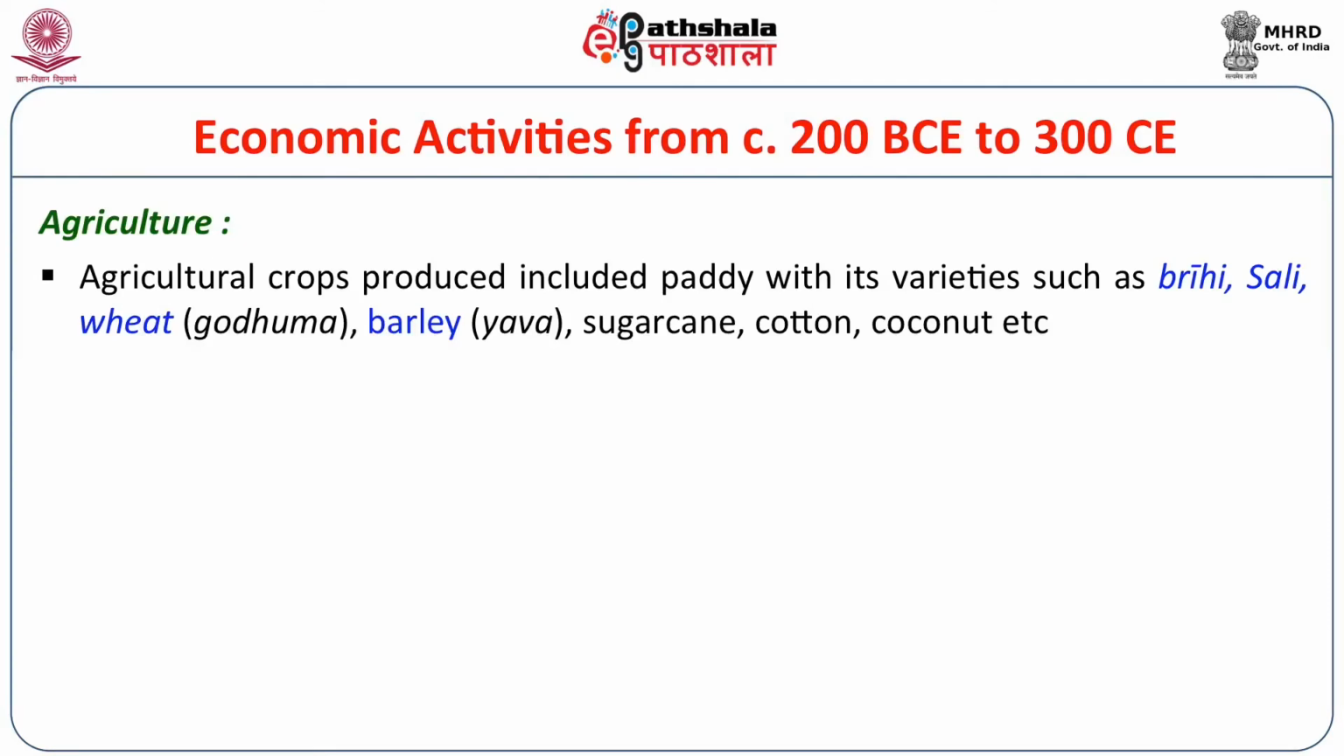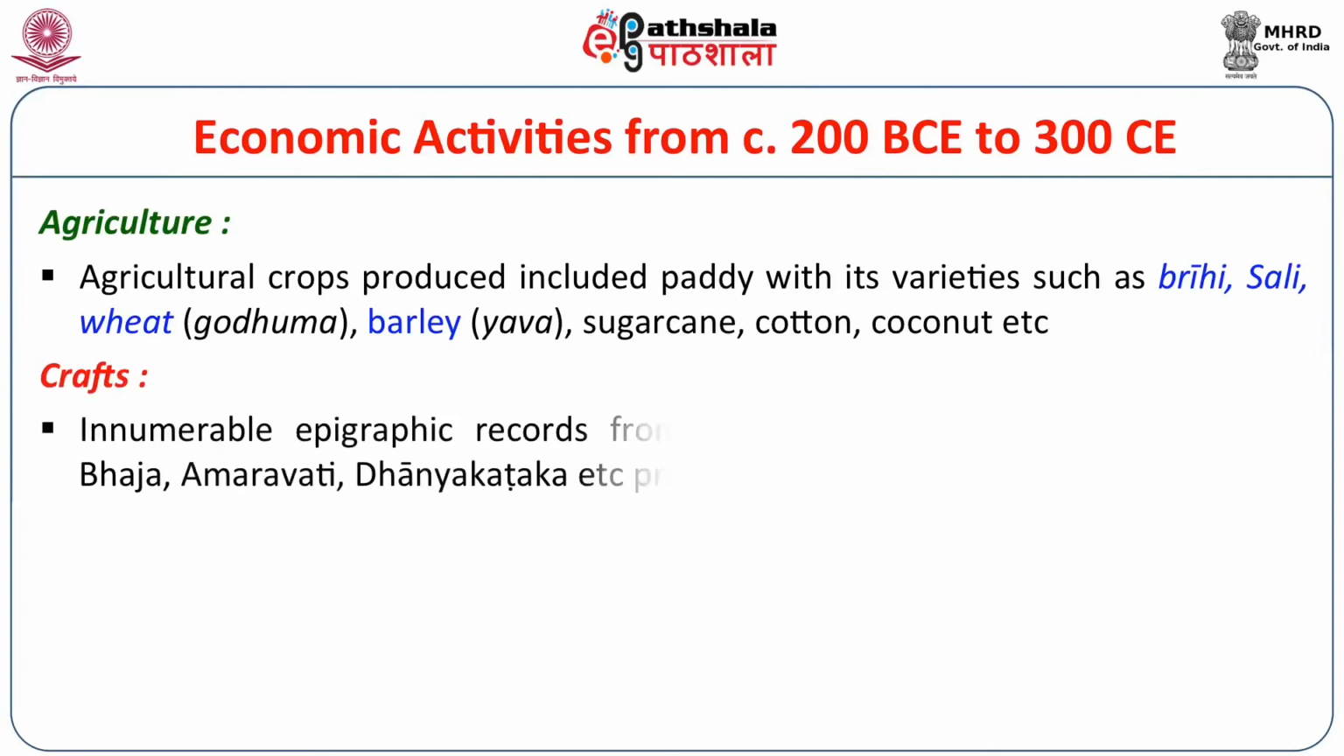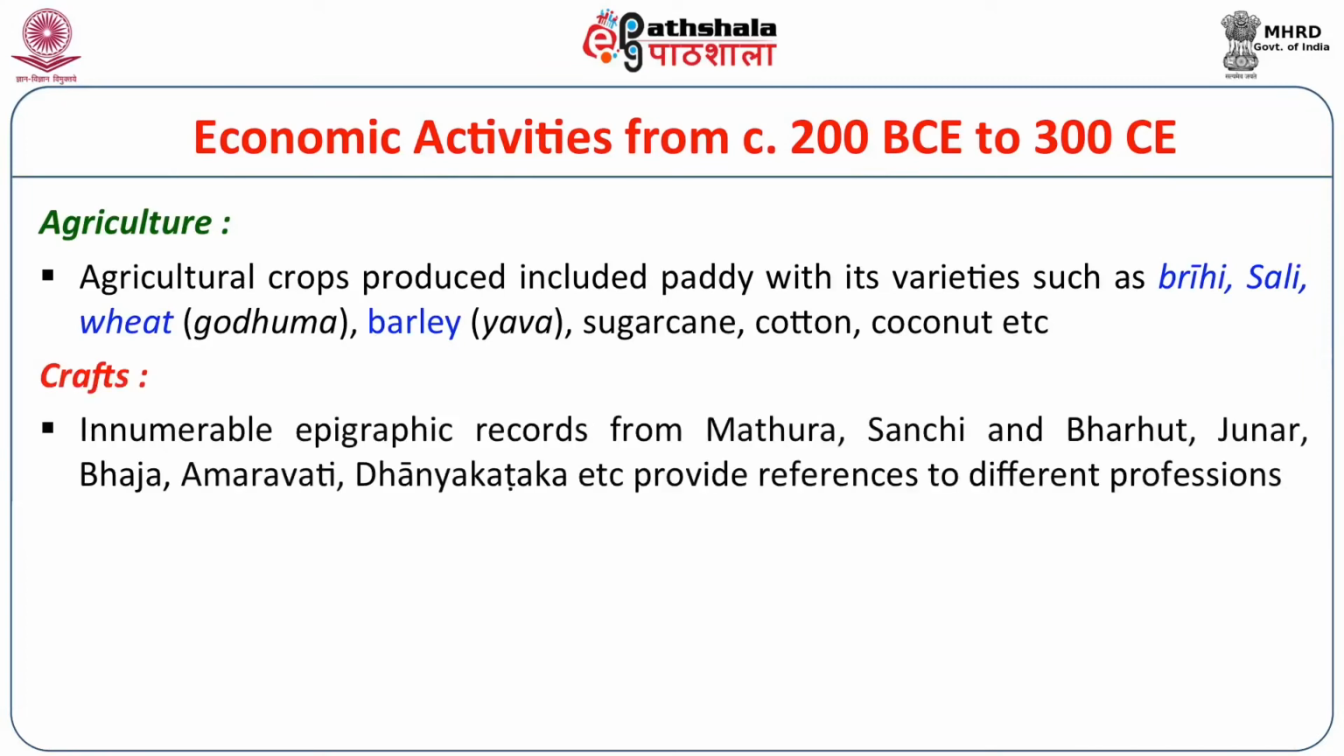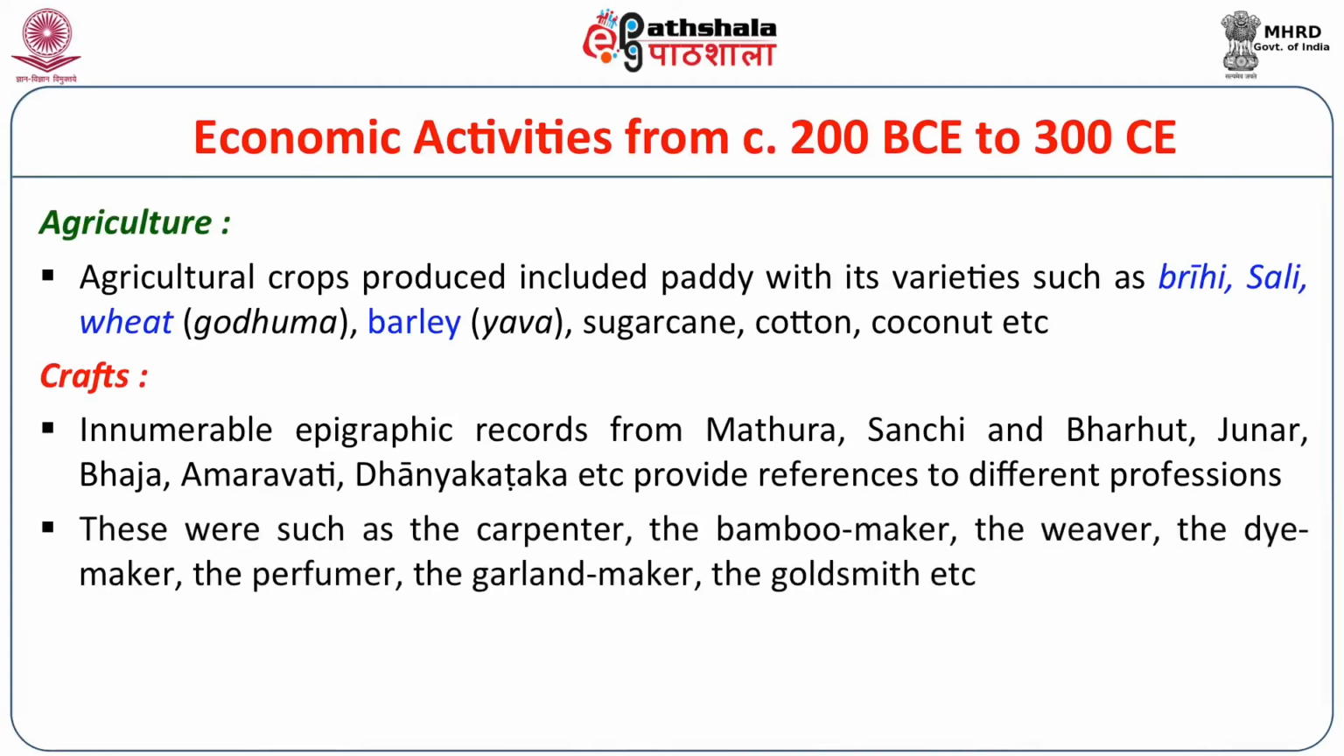So, we get varieties such as brihi, shali, wheat, godhuma, barley, sugarcane, cotton, coconut, etc. Innumerable epigraphic records from Mathura, Sarnath, Bharhut, Junnar, Bhaja, Amaravati, Dharanikota, etc. provide references to different professions. These were such as the carpenter, the bamboo maker, the weaver, the oil maker, the perfumer, the garland maker, the goldsmith. Students, in this connection, you must remember one thing.